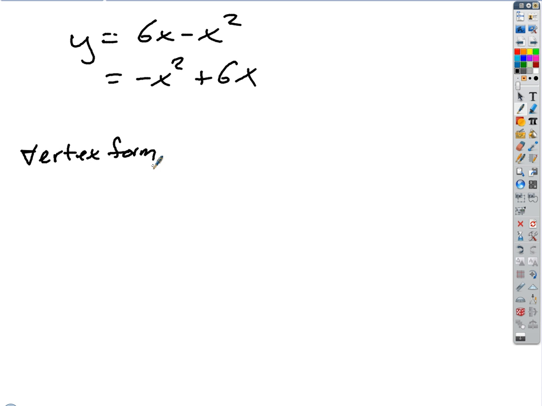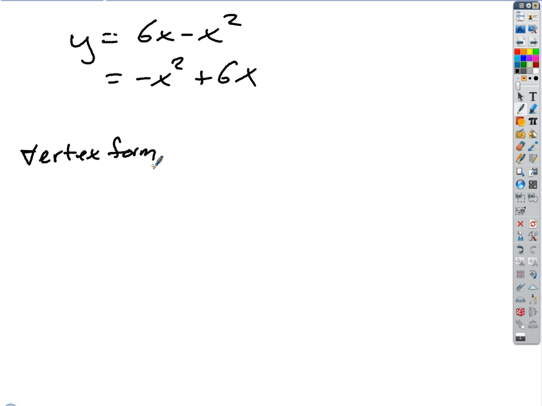Whenever you talk about a vertex for a function, what are typically the symbols we use to represent the coordinates of the vertex? X and... no? Maybe H and K, right? Does that make sense? Whenever you're talking about a vertex of any kind of function that has a vertex, H and K is typically the way that we describe the coordinates of the vertex.